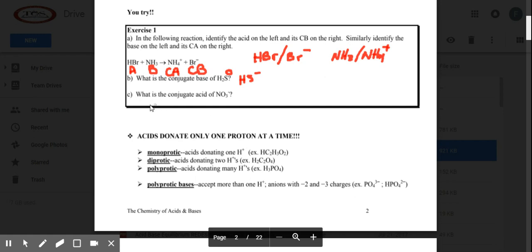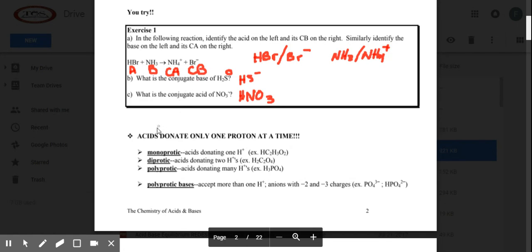So if I was 0 and I'm subtracting a positive charge, that's going to make the overall charge negative. What is the conjugate acid of NO3 minus? Conjugate acid means that the base has accepted that proton. So I'm getting an H plus added to this. If I'm negative and I'm getting a positive charge, that's going to make it neutral. So HNO3 is the conjugate acid of NO3 minus.